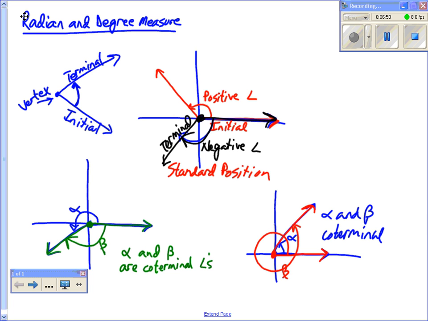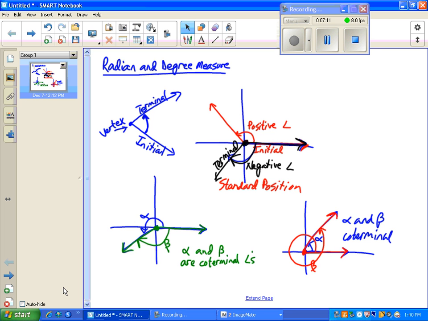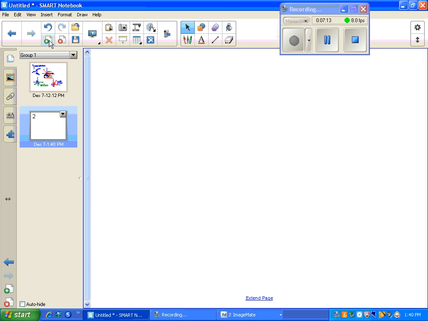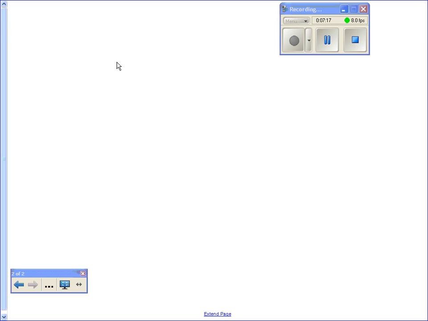Now, let's get a little bit into radian measure. So, first of all, the definition of a radian. Let me go to a new screen. Definition.